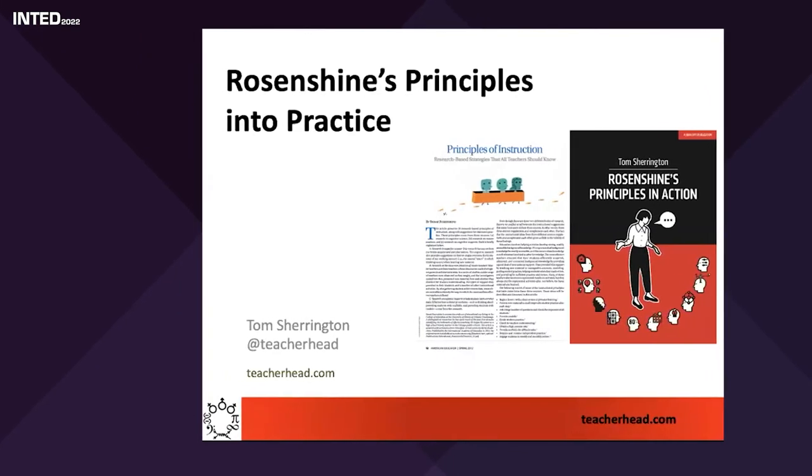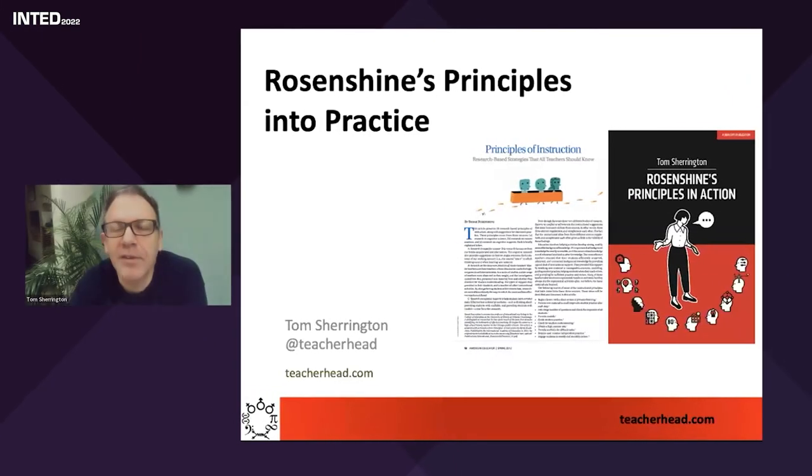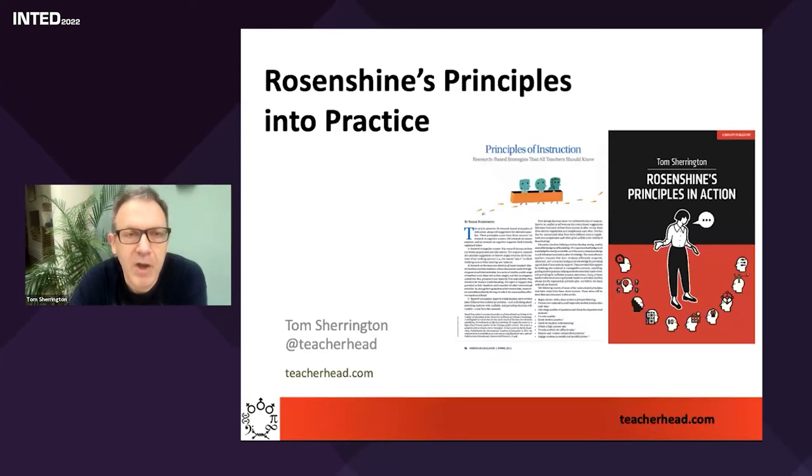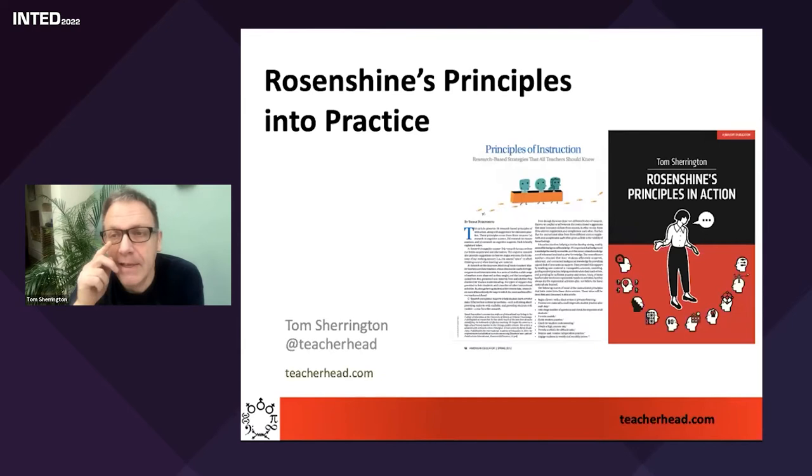And I know I'm addressing an international audience, with different types of roles in education. I don't know how much people will know about Rosenshine's principles, but I'm going to give you an overview of what they are and why I end up talking about them quite often, and also share with you some ideas about the support package that I've been creating called Teaching Walkthroughs, which helps teachers implement the principles, to link the two ideas together.